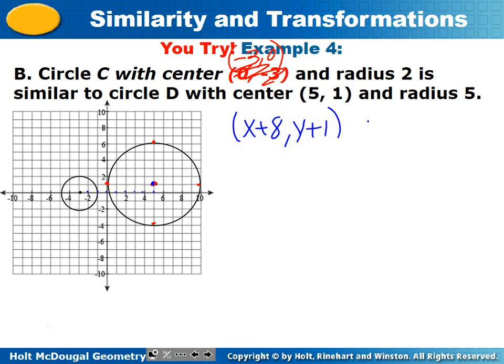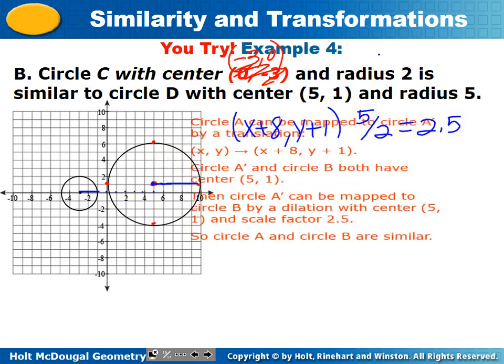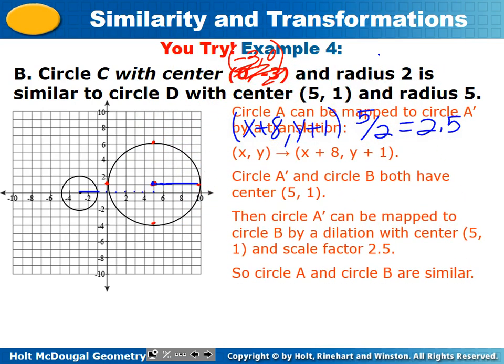Then we have to talk about the scale factor. So again, we're going to compare the new radius to the original radius. So we're going to pick our new shape, 5 over 2. And 5 divided by 2 is 2.5. So again, this is how these shapes transform, and it is a dilation with a scale factor of 2.5. And to get that, we compare the radii of the two circles.